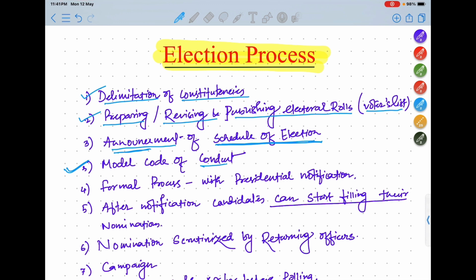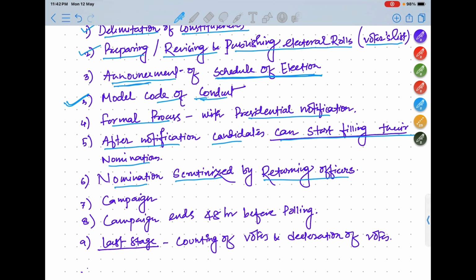Okay, next is after model code of conduct, the formal process with the presidential notification. So basically the president puts a notification regarding the election. After that, after notification, candidates can start filing their nominations. Okay, for the nomination purpose they have a particular date. From so and so date you can file your nomination to the district election officer or district collector also sometimes. Next, after filing of nomination, this nomination is scrutinized by returning officers. Okay, after that the candidates will campaign. Okay, then campaign ends 48 hours before polling.